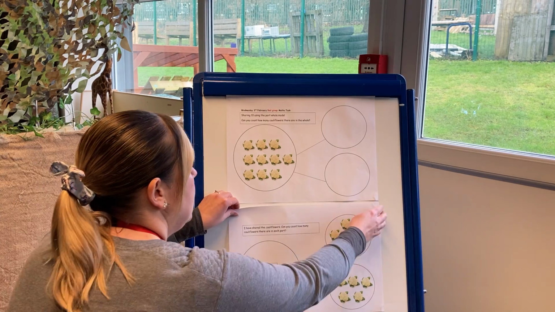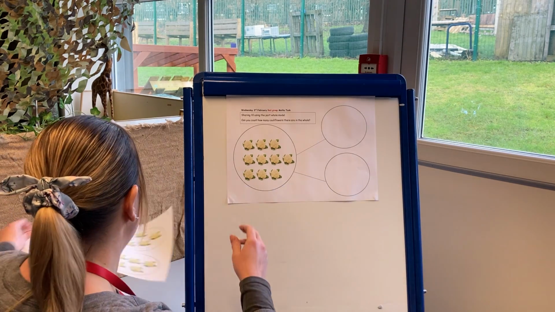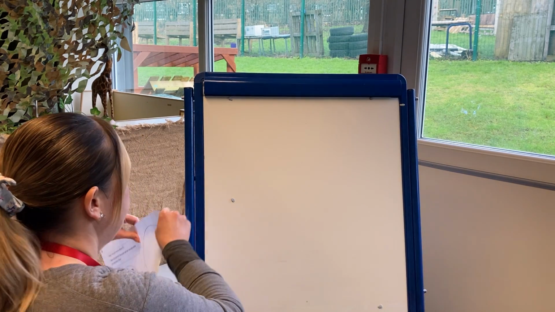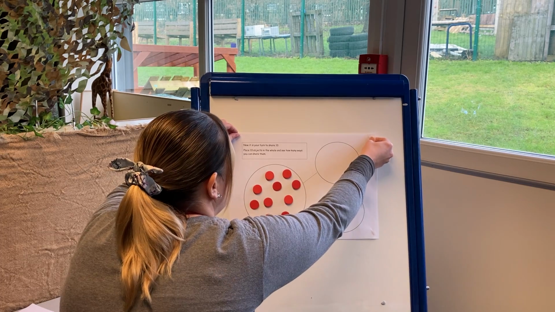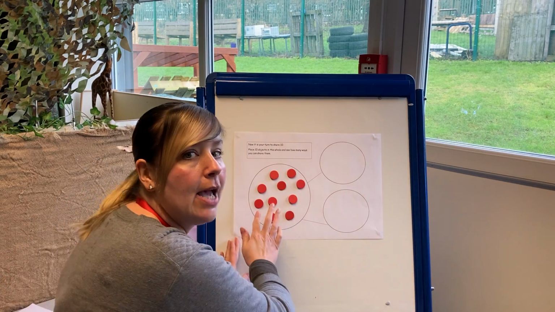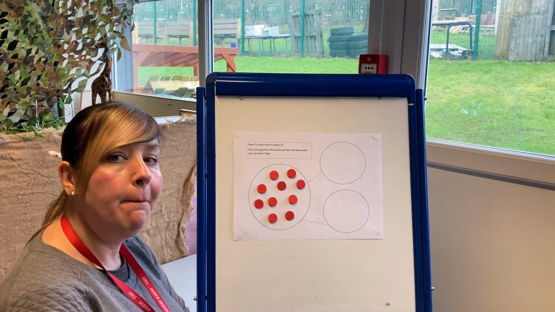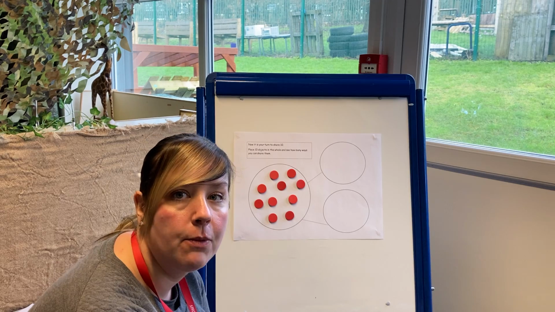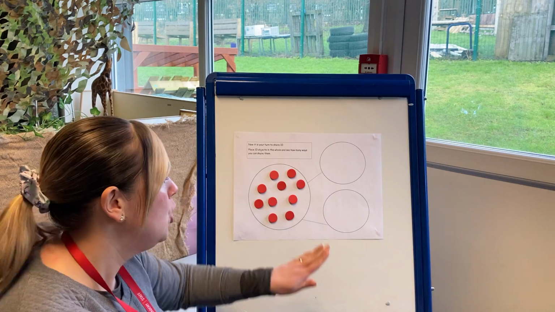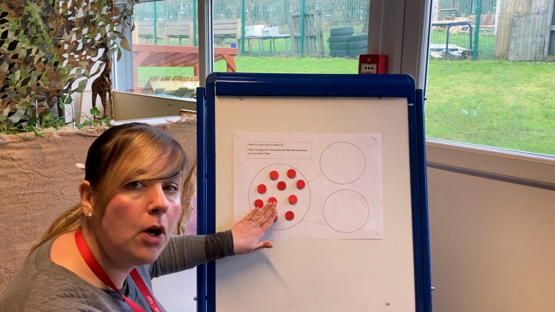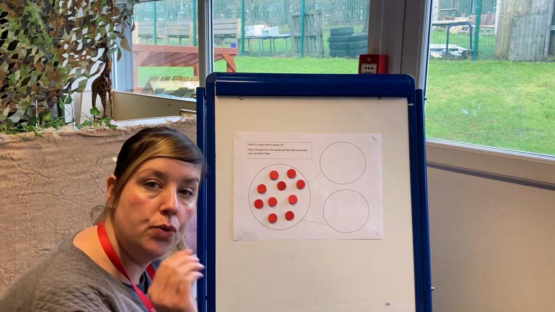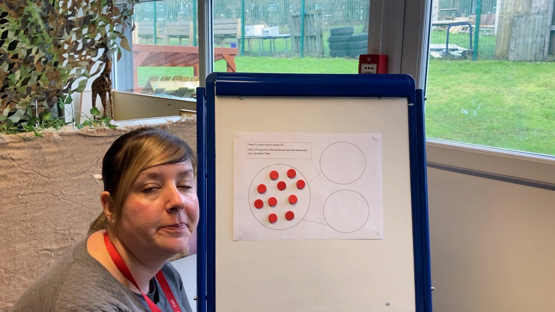So I'm just going to take these off so we don't get confused, because the next page in your book is this one, okay? But yours won't have any counters on, yours will be empty, okay? Because it's your job to fill it with counters or cubes, okay? So I want you to pause the video now, go get your 10 cubes or buttons out of your pack, or go find 10 small things from home, okay? So go do that and then come back.